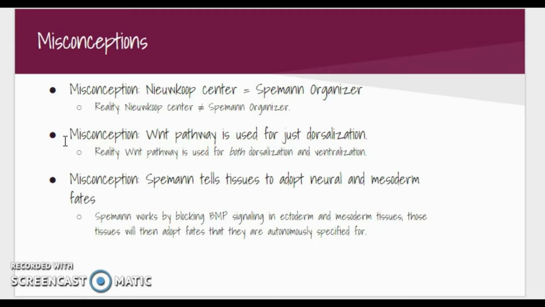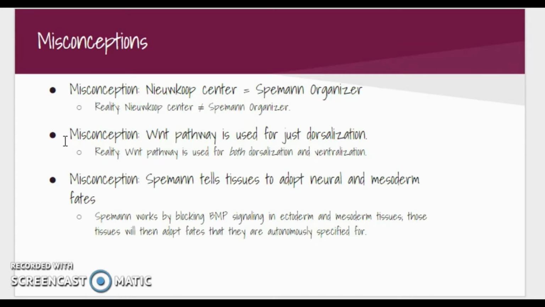Wnt signaling is used to help induce dorsal fates, and then after the mid-blastula transition, the zygotic wave of Wnt signaling will be used to induce ventral fates. And the Spemann organizer will actually block ventralization on the dorsal side so that the dorsal side doesn't become ventral, and it does so by secreting anti-Wnts, such as Frzb, which will block Xwnt8.